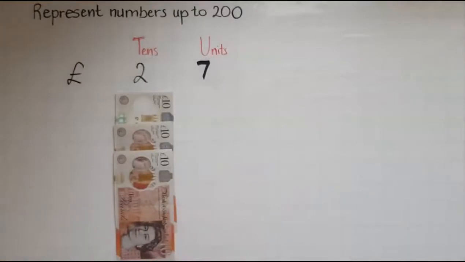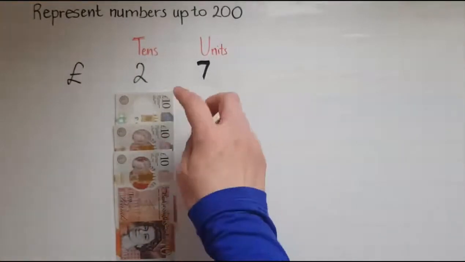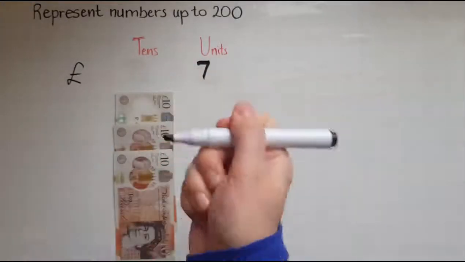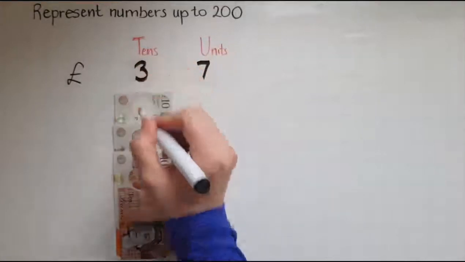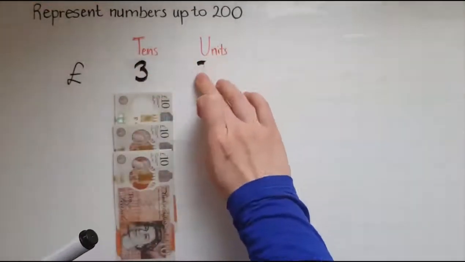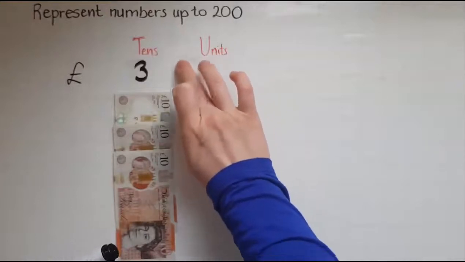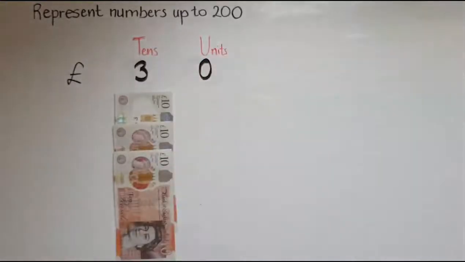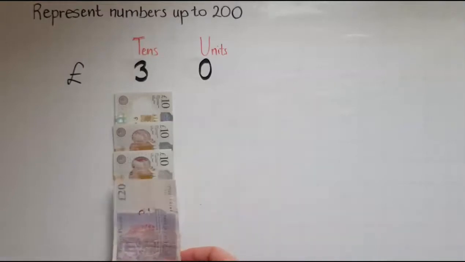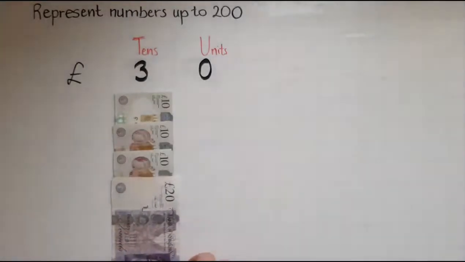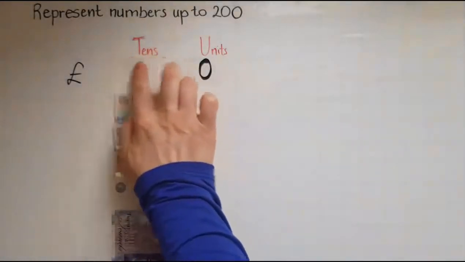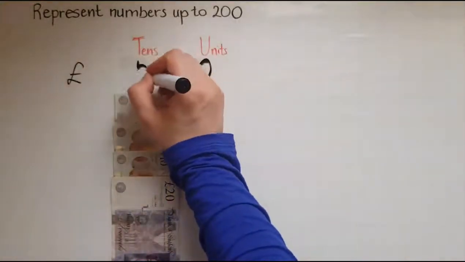So now the amount of money that I have has changed. I have 3 tens and no units. I haven't got any coins in this column, so I've got £30. If I added this amount, then I would have 50. So again, I'll change this 3 into a 5.